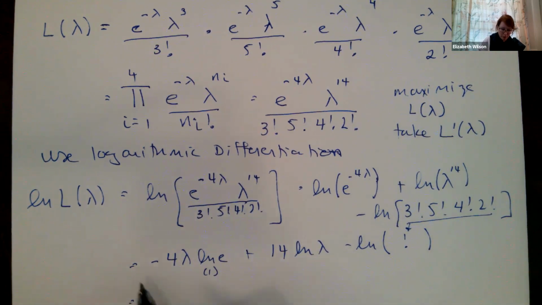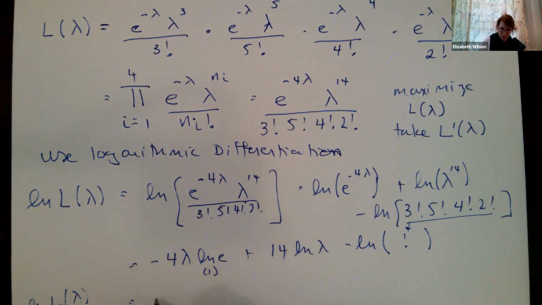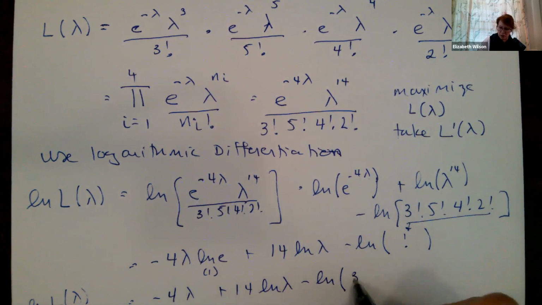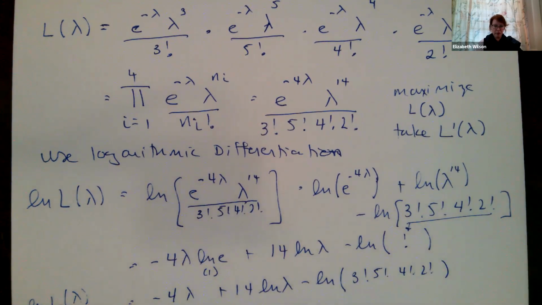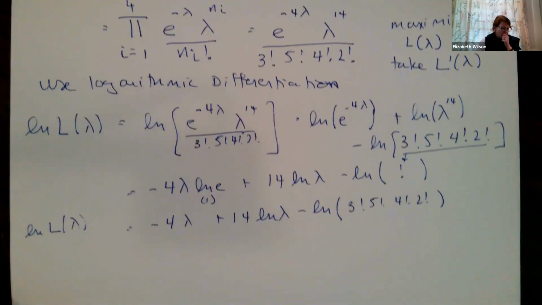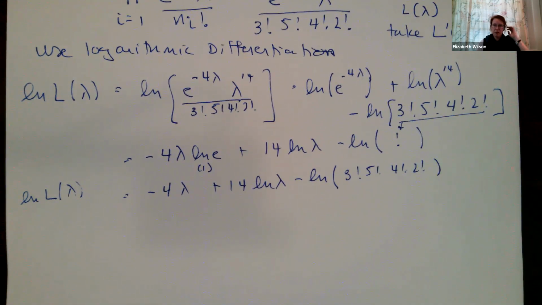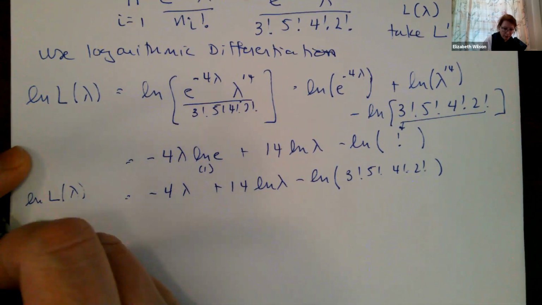So I've got the natural log of the likelihood function equals minus 4 lambda plus 14 natural log of lambda minus the natural log of all these factorials. This is just a number, so I'm going to leave it like that for now. I need to maximize this function right here, so I need to take the derivative of this function with respect to lambda.